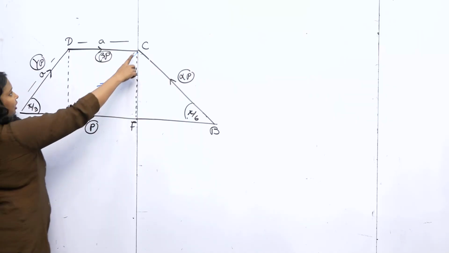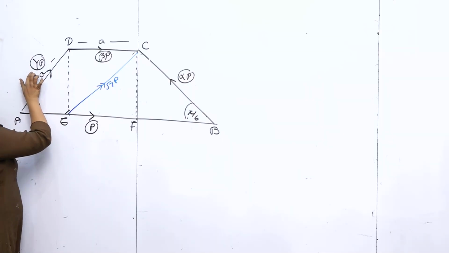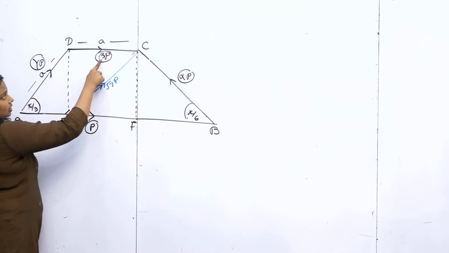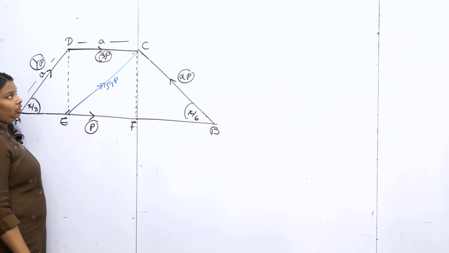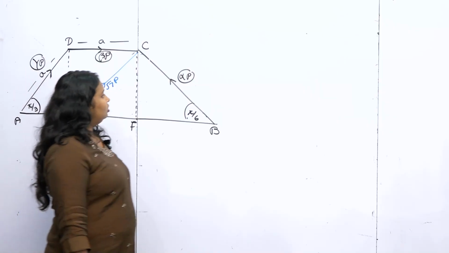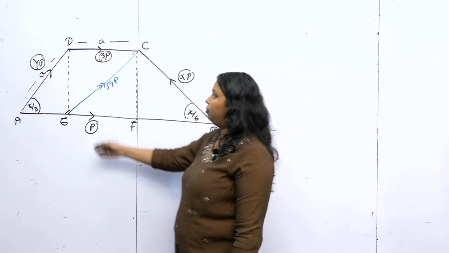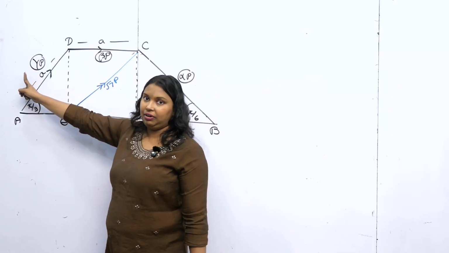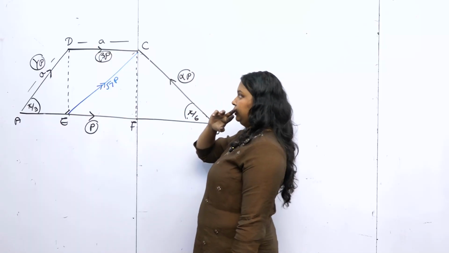If I take moments around C, very easily I can find gamma. Why? We can miss beta and alpha when I take moments around C. Okay? We can find the value of this one. Shall we do that first? Yes, we will take moments around C so that we can find the value of gamma. Now we know gamma. Then what do we do?